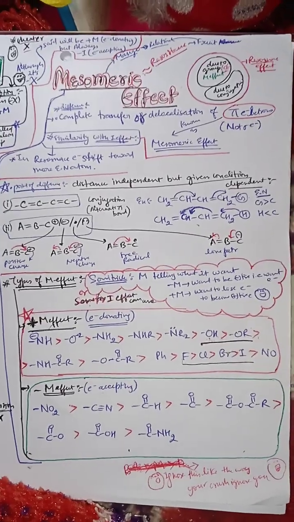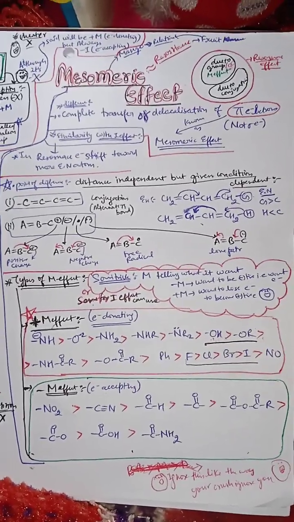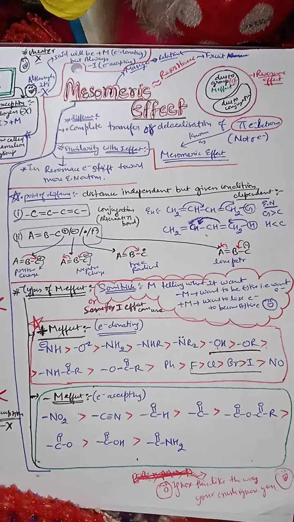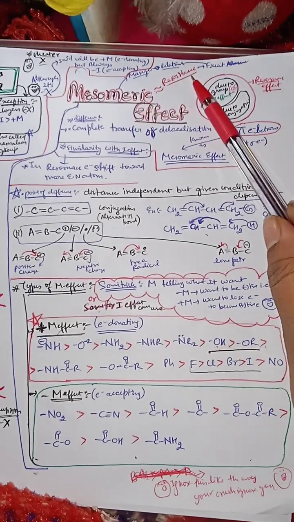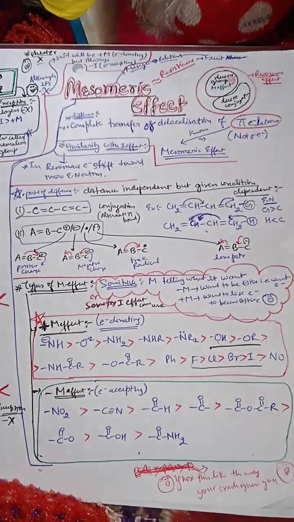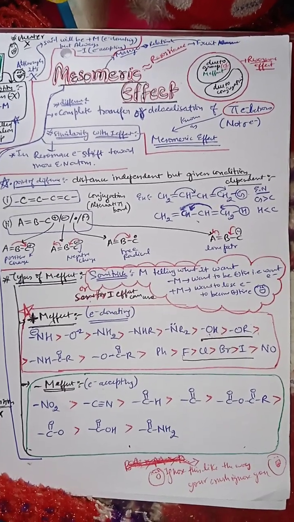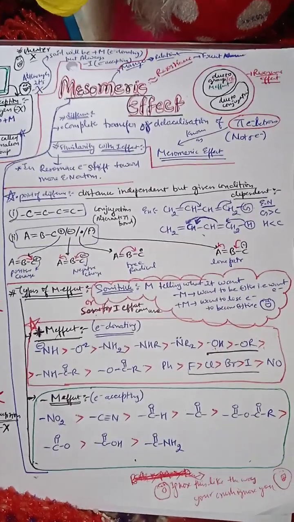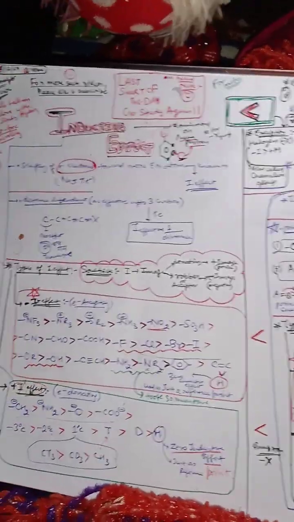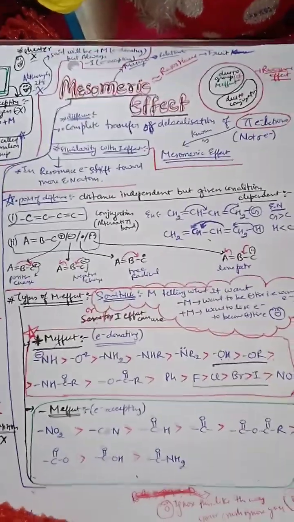So today we're going to learn Mesomeric effect within 10 minutes. Mesomeric effect, also known as resonance effect, is a very important effect because it is the second strongest effect of GOC, and it is more important than inductive effect, which we have covered yesterday.